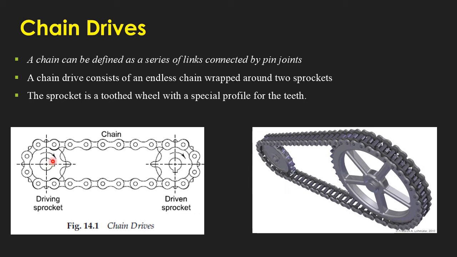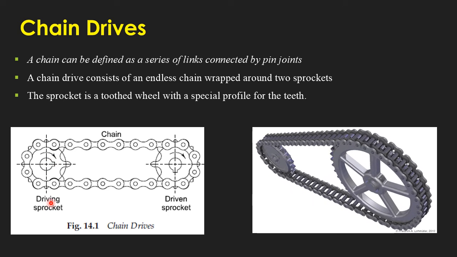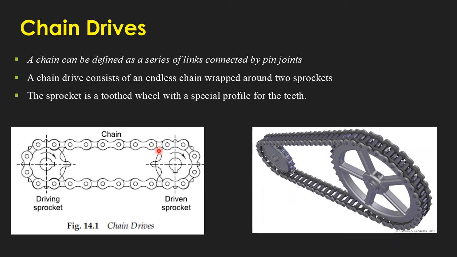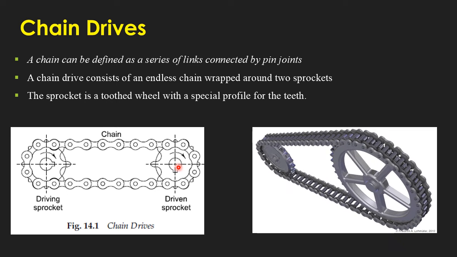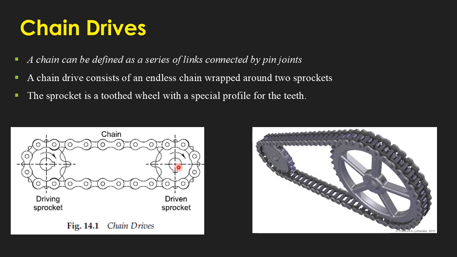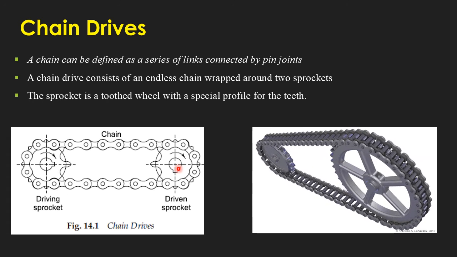If this is the driving shaft on which the sprocket is connected, then that sprocket will be the driving sprocket, and using the chain we will have to transmit motion as well as power to a driven sprocket. We have to transmit power. That is the main reason for chain drives, that is the transmission of power.